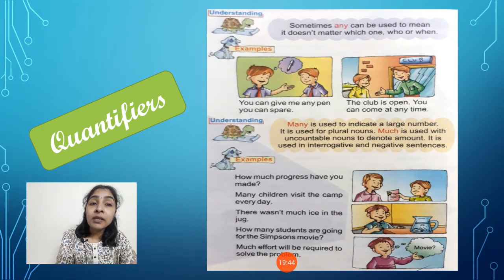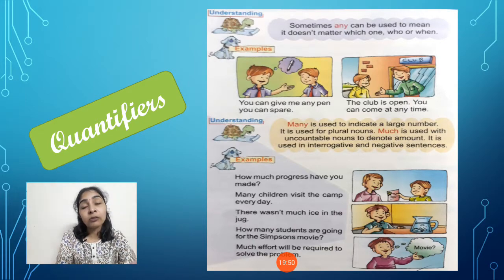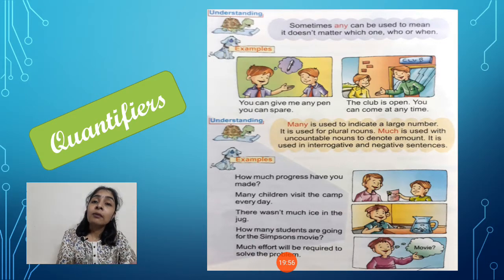There wasn't much ice in the jug. So ice is not countable. We are not talking about ice cubes, we are talking only about the ice. So ice is not countable. If ice cubes are mentioned, then we can say many there.